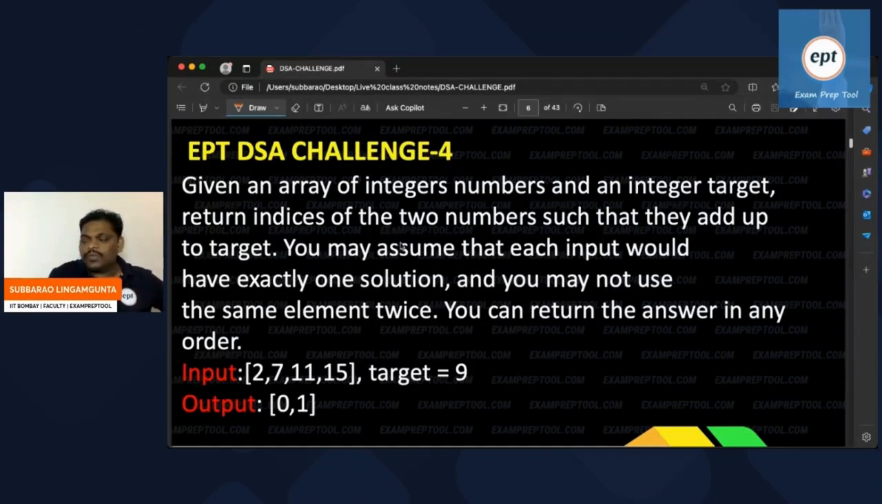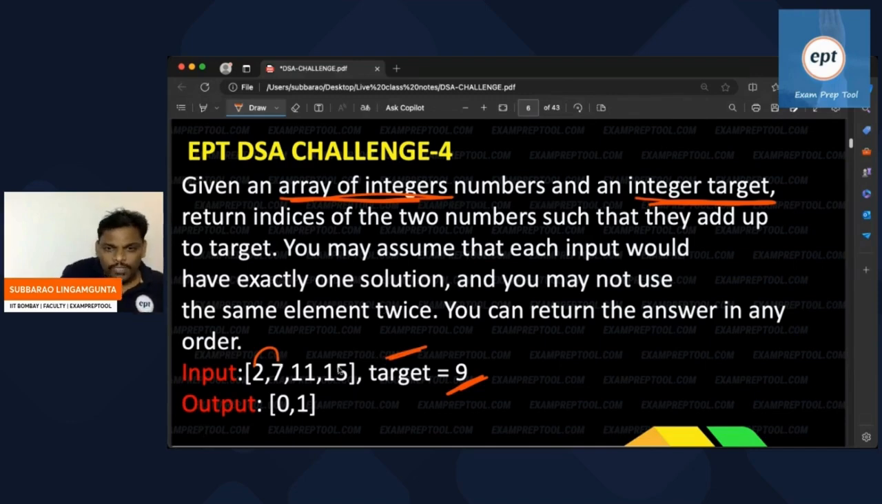Can you see this problem? This is one of the famous problems. One array is given, an array of integers, and one more integer, the target, is given. You have to return the indices of two elements whose sum is the target. Because indices are not specified, by default the starting index is 0. So 0 onwards: 0, 1, 2, 3. The 0th and first elements, if I add them, I will get 9.